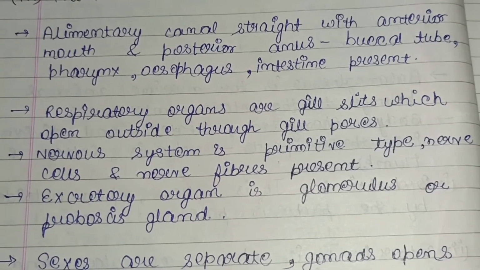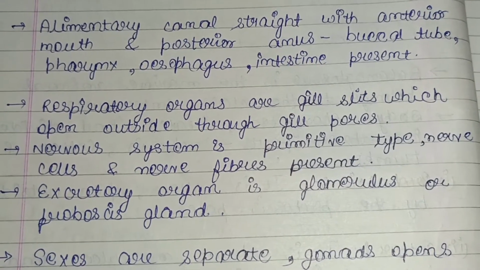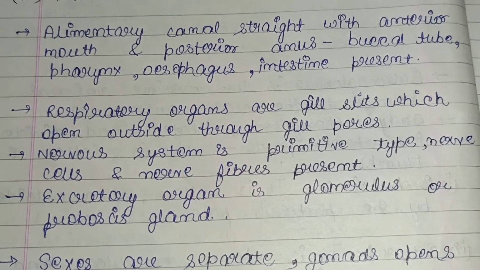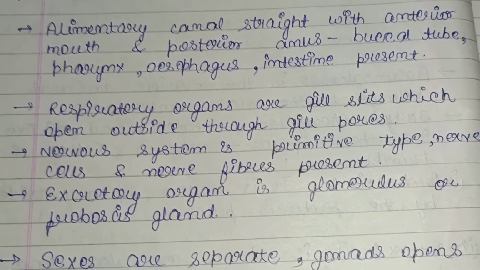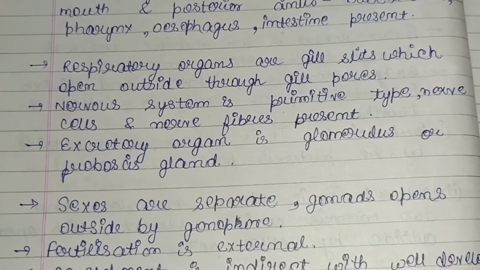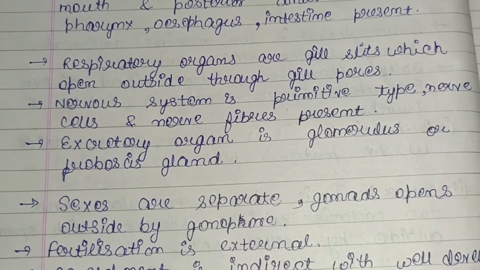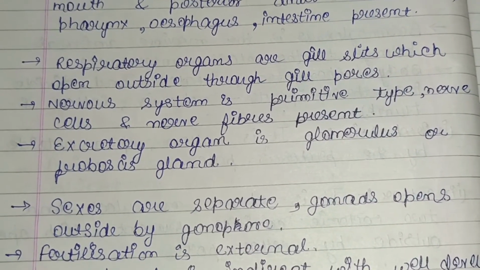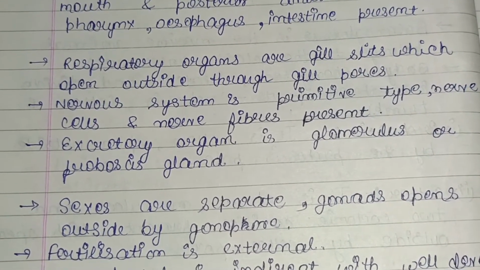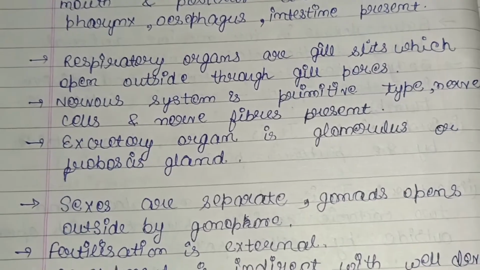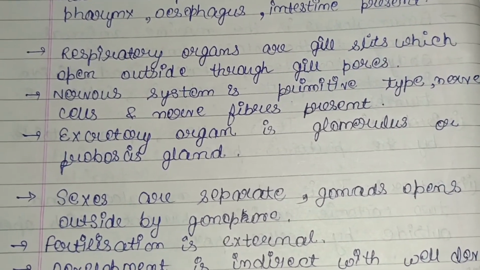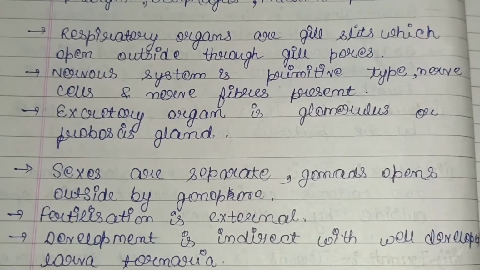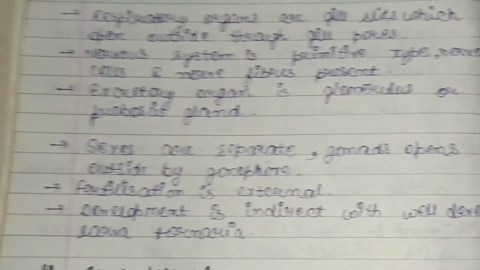So, alimentary canal is straight with anterior mouth and the posterior anus; buccal tube, pharynx, esophagus, and intestine are present. Respiratory organs are gill slits which open outside through gill pores. Nervous system is primitive type, that is not developed, and nerve cells and nerve fibers are present. So we can say a well-developed nervous system is not present in Balanoglossus. Excretory organ is the glomerulus or the proboscis gland.